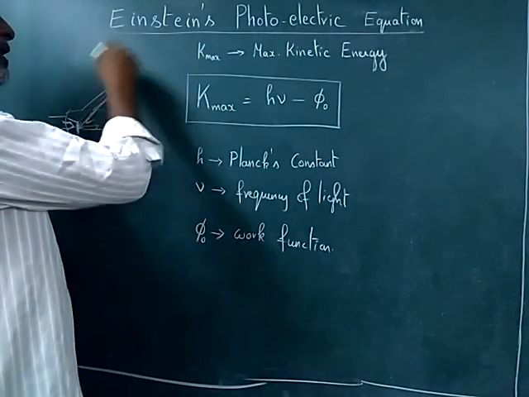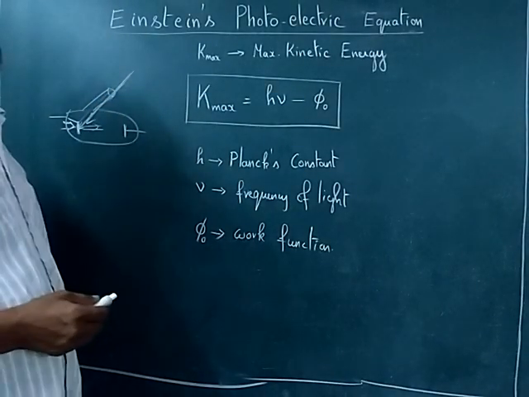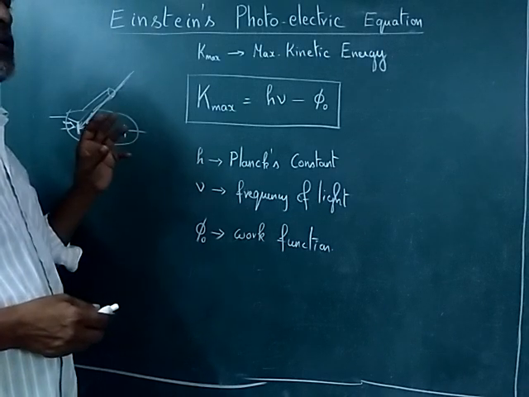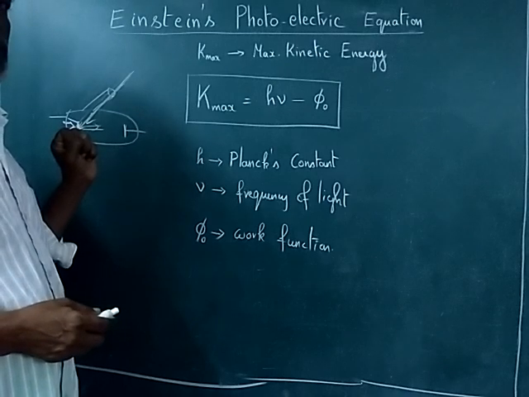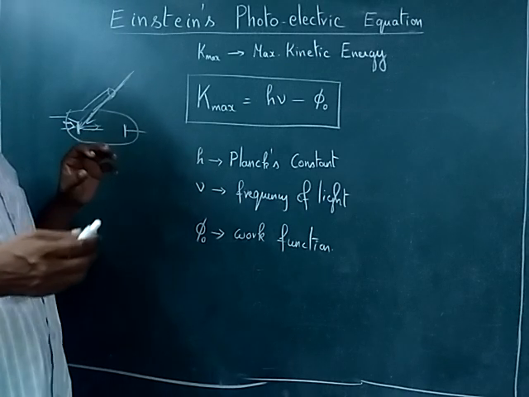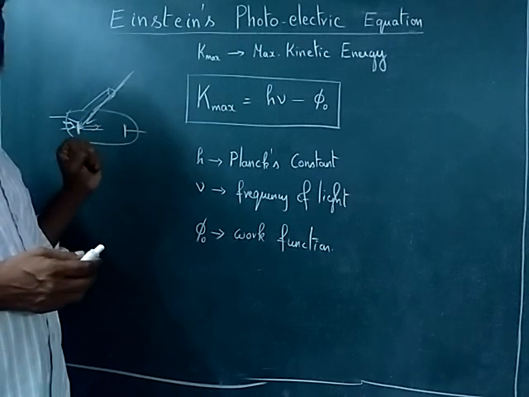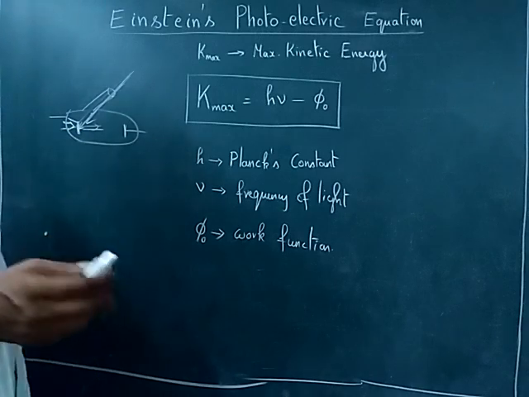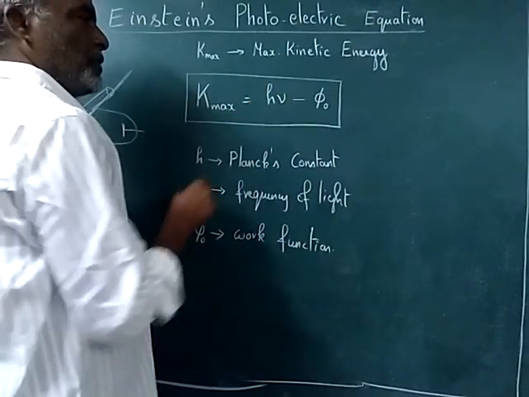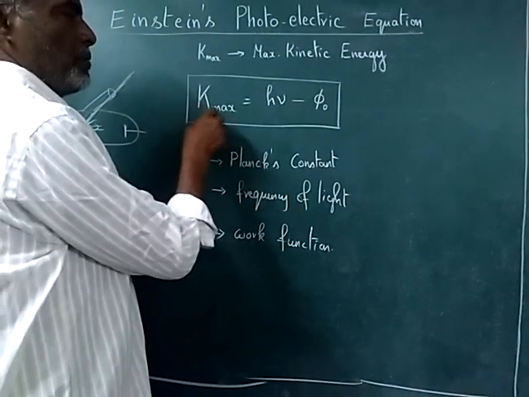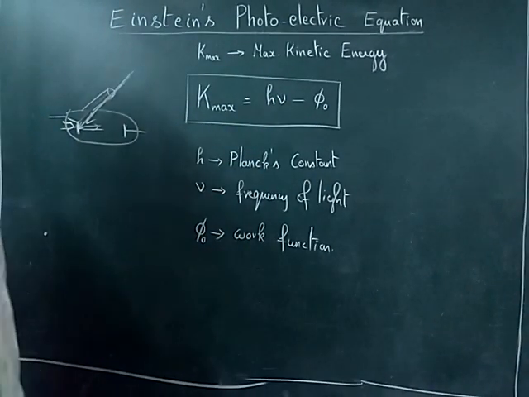And by Einstein's theory, light is not continuous. It can be viewed as packets of energy called photons. It is not continuous, but discrete, packets of energy which are called photons. So the relation connecting kinetic energy and the frequency, nu being the frequency, is K max is equal to h nu minus phi naught, where phi naught is the work function of the material.